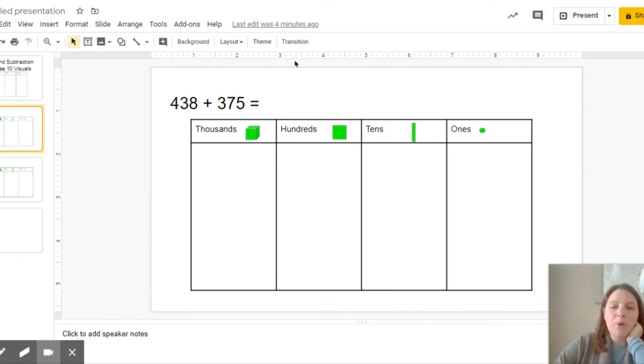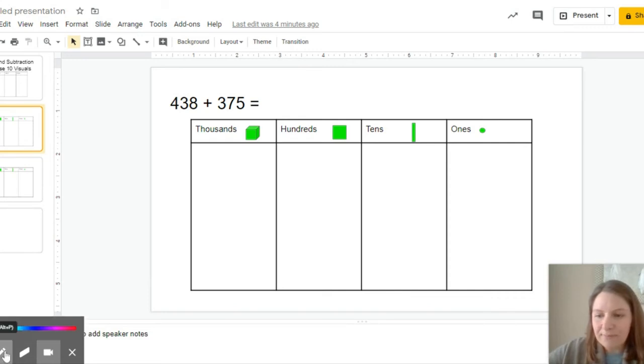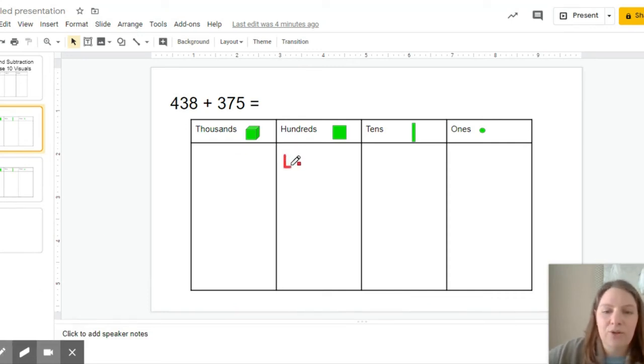So the first problem I'm going to be working on is 438 plus 375. I know that addition sign or that plus sign means that I'm putting the two numbers together. So what I'm going to do when I'm illustrating this equation is I'm going to represent both numbers and then put them together. So first I'm going to draw 438. So I'm going to draw 400s.